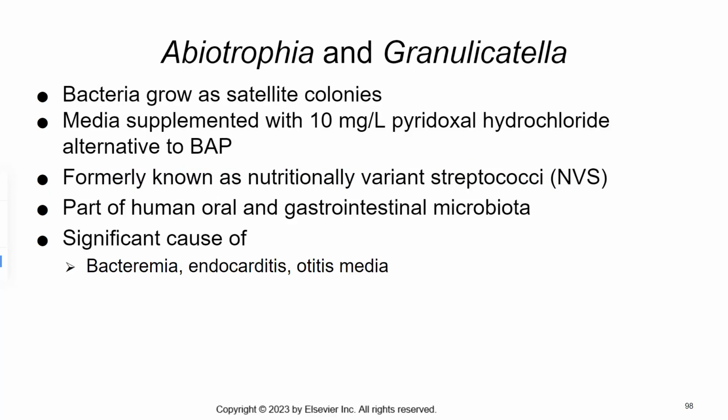Abiotrophia and Granulicatella. Bacteria grow as satellite colonies, so you have the primary colony, and then you'll see these tiny colonies growing around the primary colony. This is part of the normal human oral and gastrointestinal microbiota, but it can be a significant cause of bacteremia, endocarditis, and otitis media.